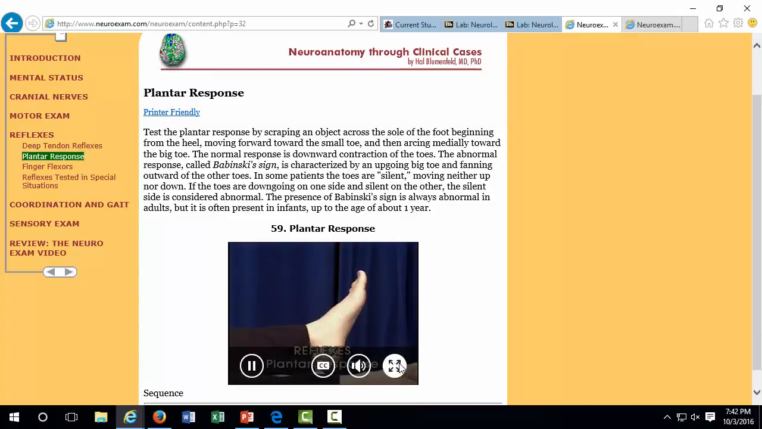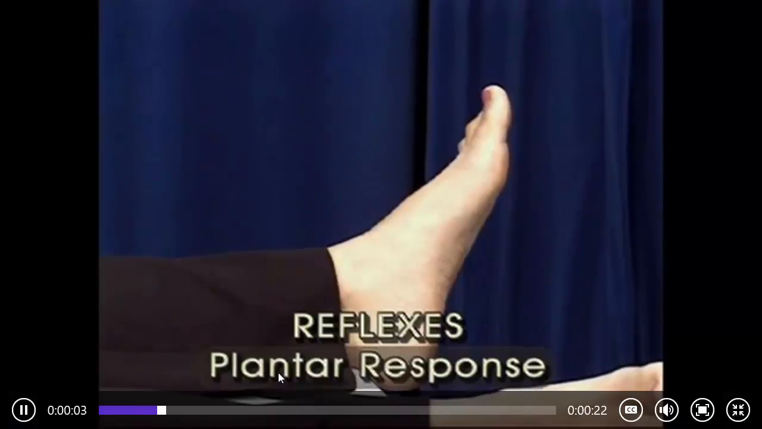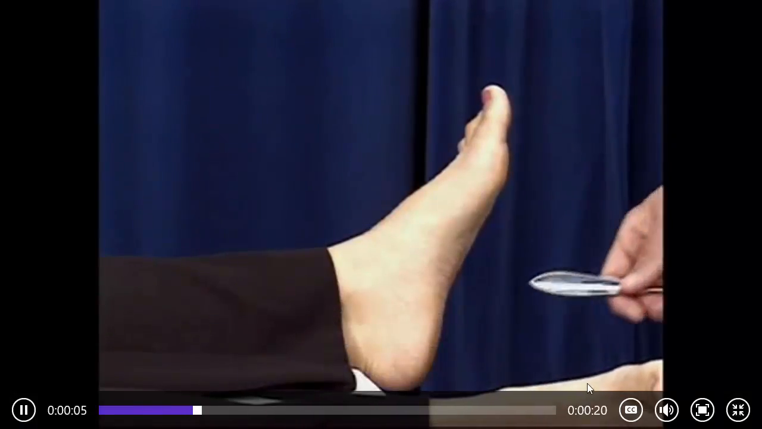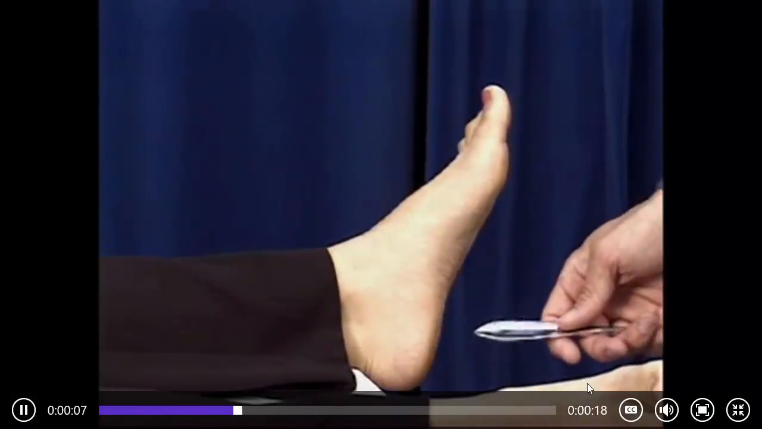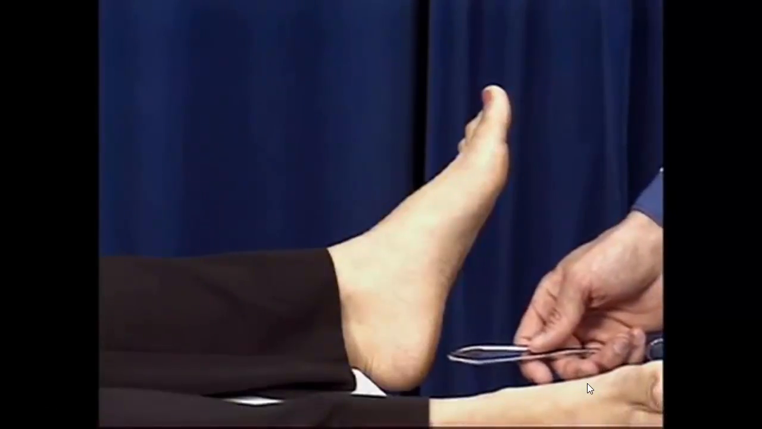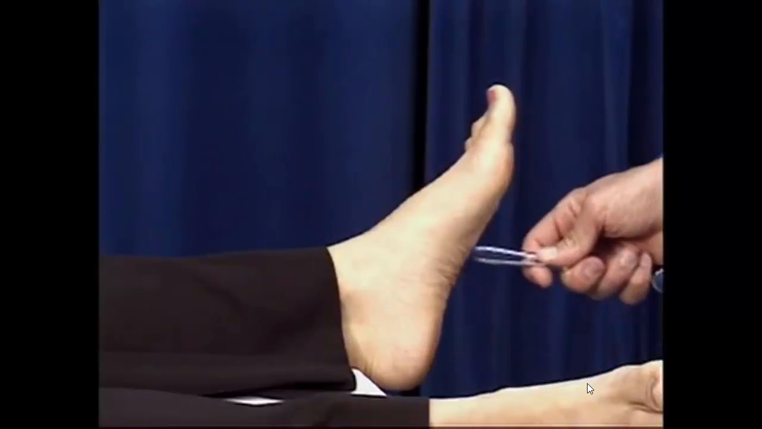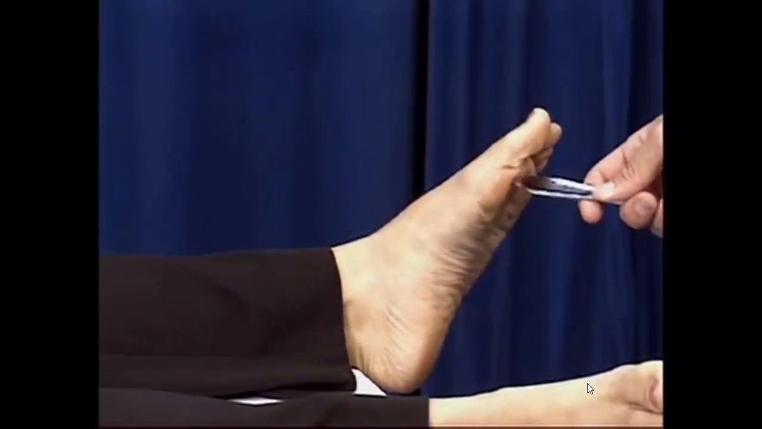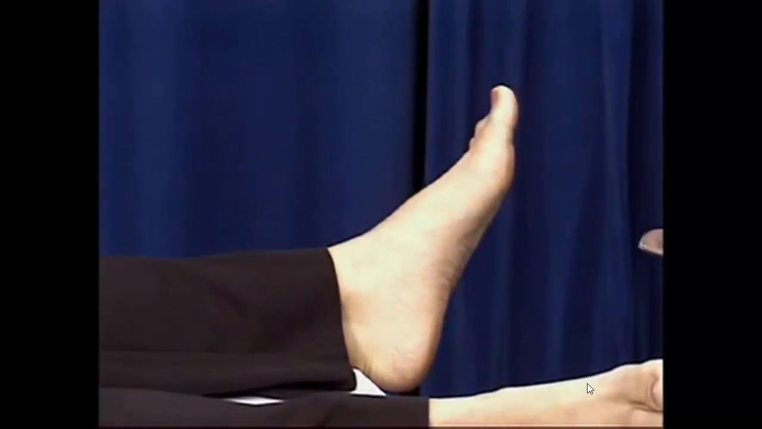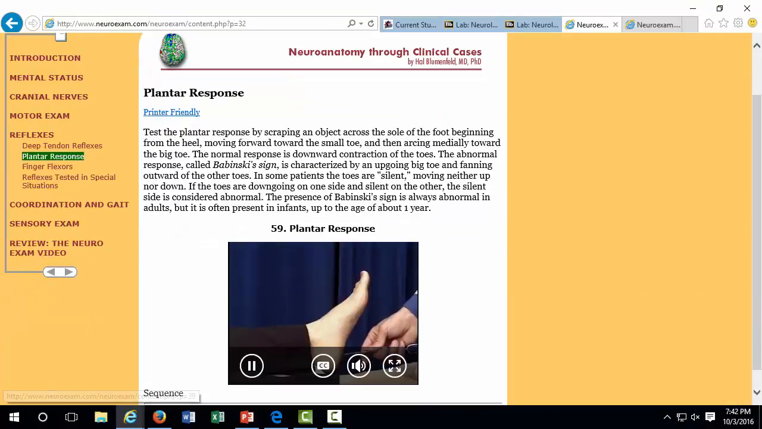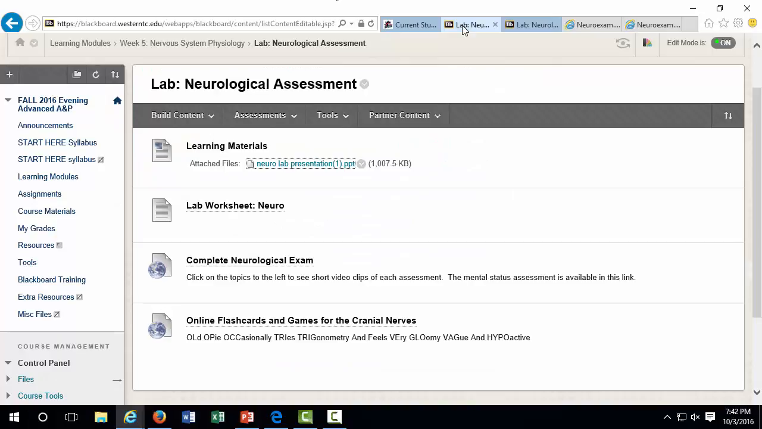Test the plantar response using a sharp object such as the back of a reflex hammer. He just takes the back of the reflex hammer and runs it along the side of the sole of the foot, up the heel in an arcing motion towards the toes, and observes the first movement. You can see how her toes curl inward. The normal response is flexion at the proximal joint of the great toe. Extension is the abnormal response, also called the Babinski sign.